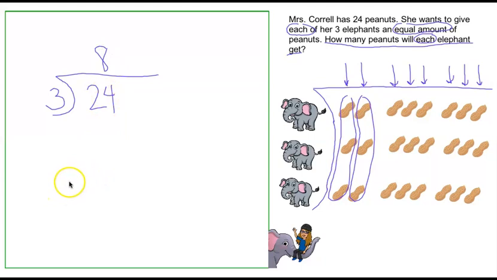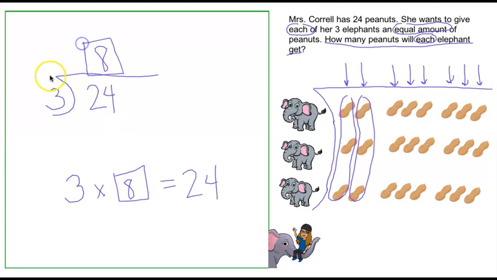How do we make that into something a little easier? Because most people find multiplication is easier than division. We're going to say 3 times something equals 24 peanuts that we're splitting up. Well, we know that that something was 8. Remember, multiply the outside numbers to get the inside.